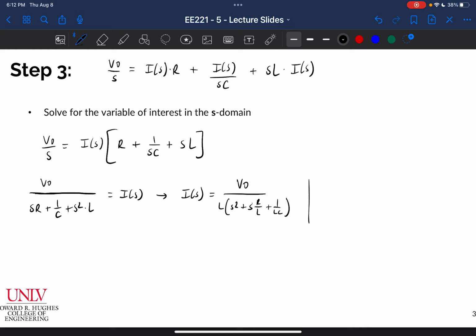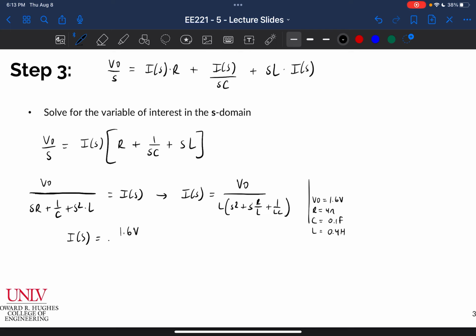So this is evaluated at V out or V0 equals 1.6 volts. Let's see, what are the other values here? R is equal to 4 ohms. C is equal to 0.1 farads. And L is equal to 0.4 henries. Okay, so let's plug those values in.